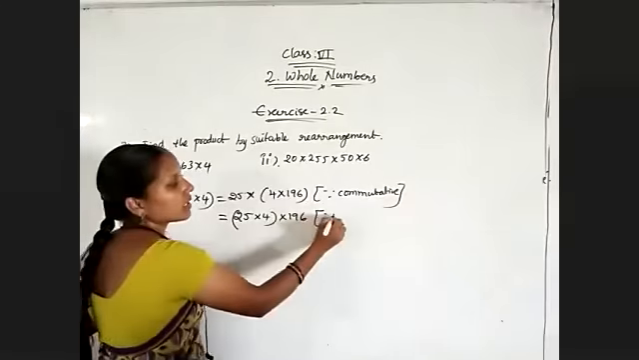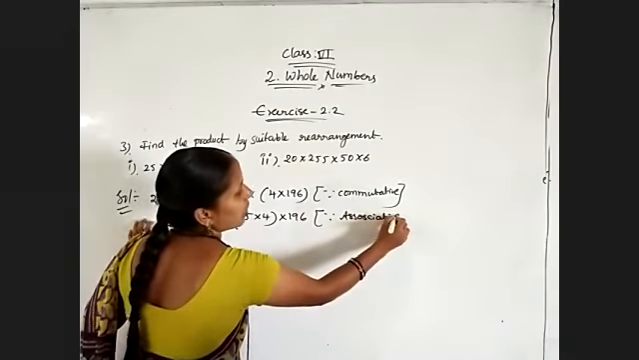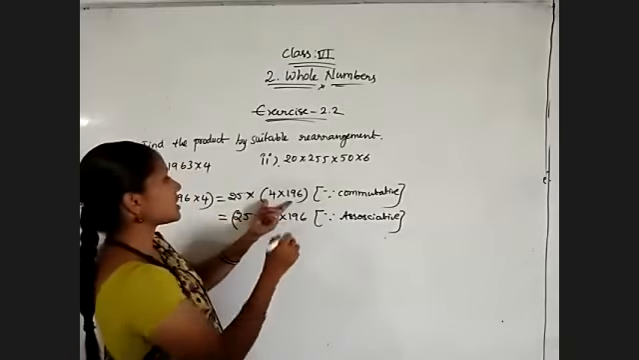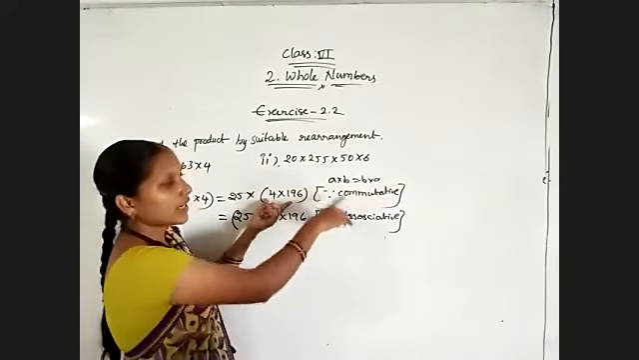So it is associative property. How I already told you, in the first step we are writing A into B as B into A. That's why that is commutative.